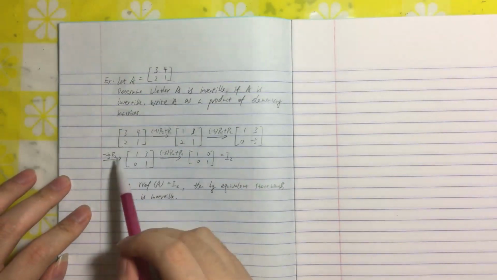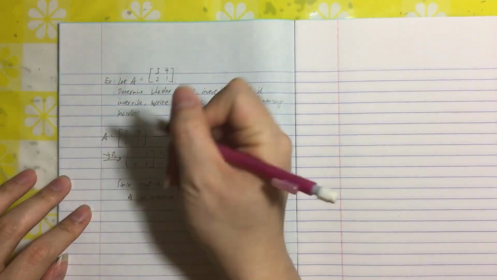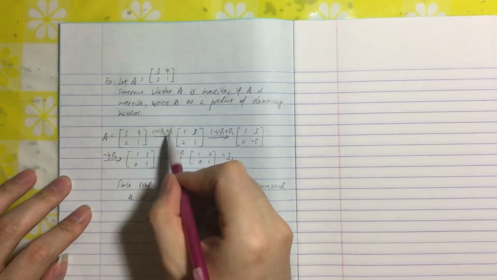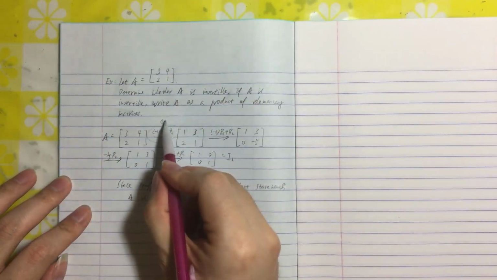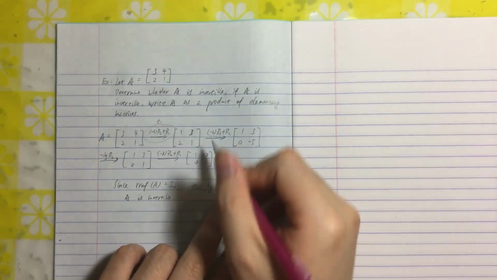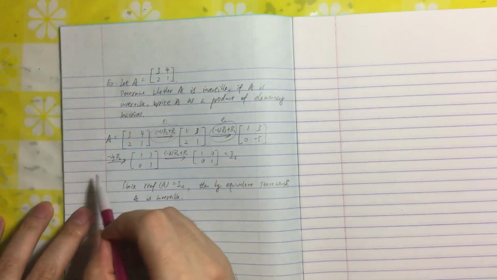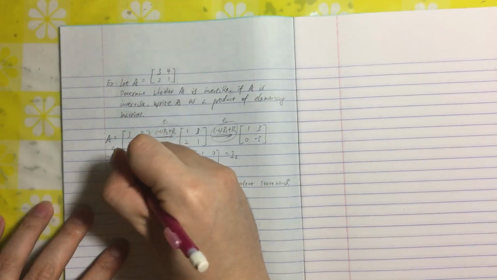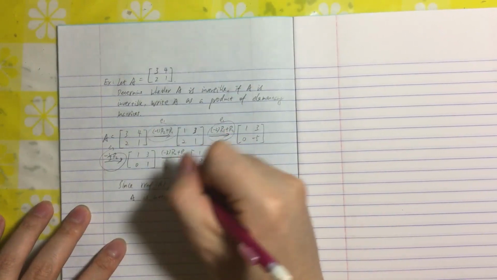In this problem, I reduce A to I2. This is my first operation, called E1. This is my second operation. Let me call this operation E2. This is my third operation. Let me call this operation E3. This is my fourth operation. Let me call this operation E4.